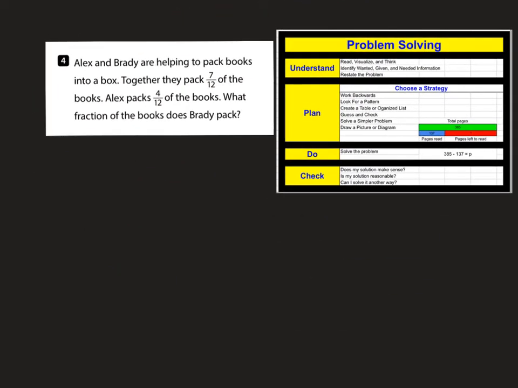Alex and Brady are helping to pack books into a box. Together, they pack 7/12 of the books. Alex packs 4/12 of the books. What fraction of the books does Brady pack? Alright, so let's pull out our important information. So we know we have Alex, and we know we have Brady. Together they pack 7/12.